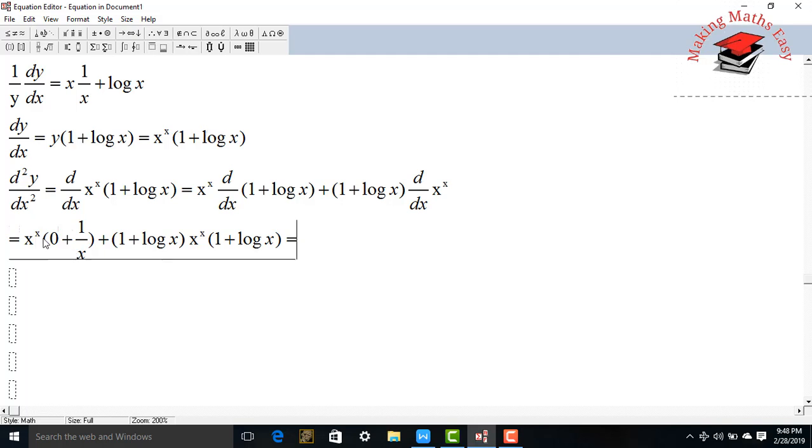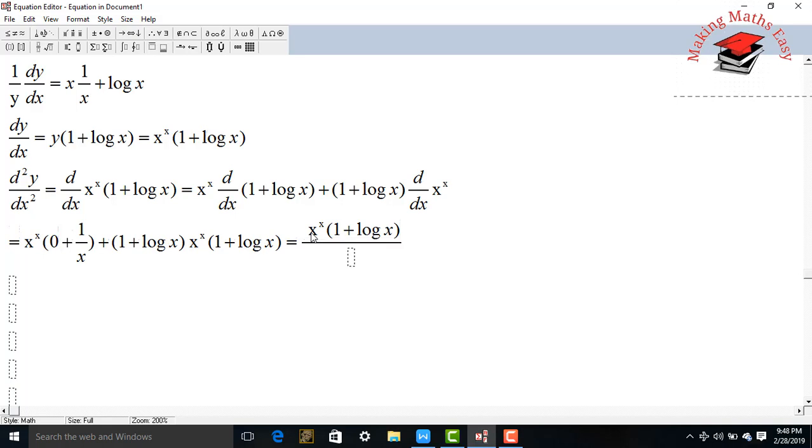We can also simplify this function. We can write x raised to x over here, and x is in the denominator, so we can keep x as it is, and plus, this 1 plus log x has appeared two times, first time and second time over here, so we can square it. So we write 1 plus log x and square it, and then there is x raised to x, another term which we have to write over here.